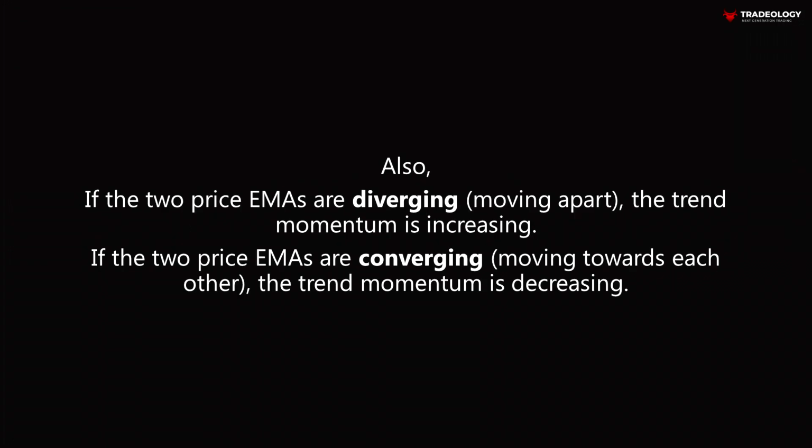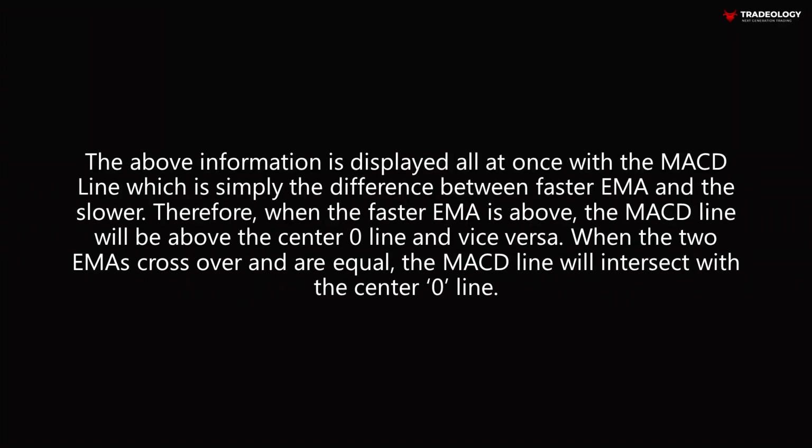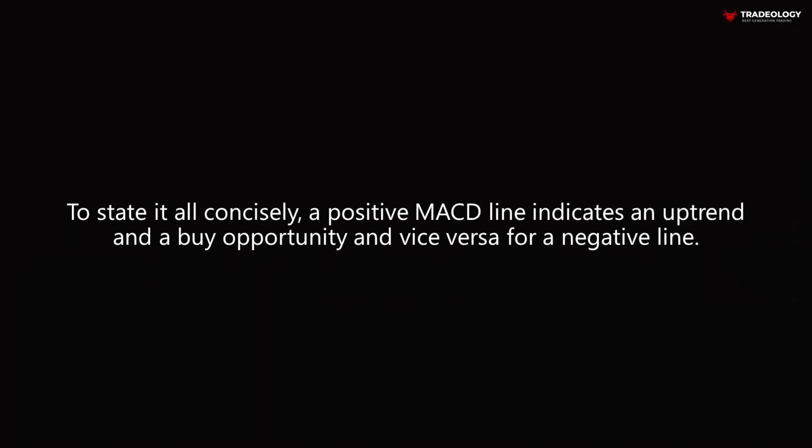Also, if the two price EMAs are diverging or moving apart, the trend momentum is increasing. If the two price EMAs are converging or moving towards each other, the trend momentum is decreasing. This can be displayed all at once with the MACD line, which is simply the difference between the faster EMA and the slower. Therefore, when the faster EMA is above, the MACD line will be above the center's zero line, and vice versa. When the two EMAs cross over and are equal, the MACD line will intersect with the center's zero line. To state it more concisely, a positive MACD line indicates an uptrend and a buy opportunity, and vice versa for a negative line.